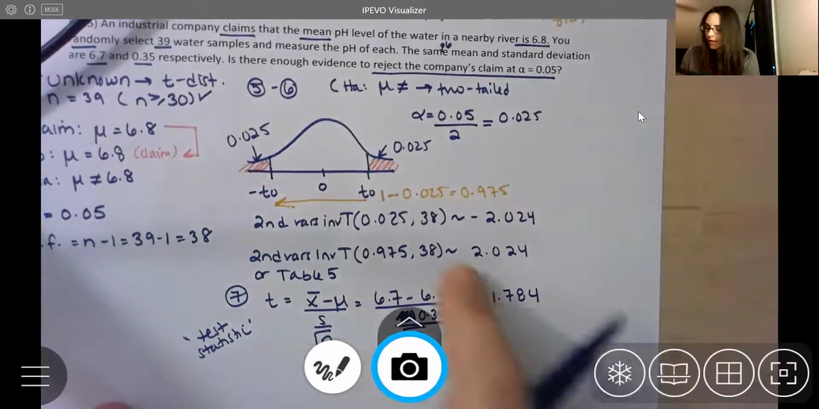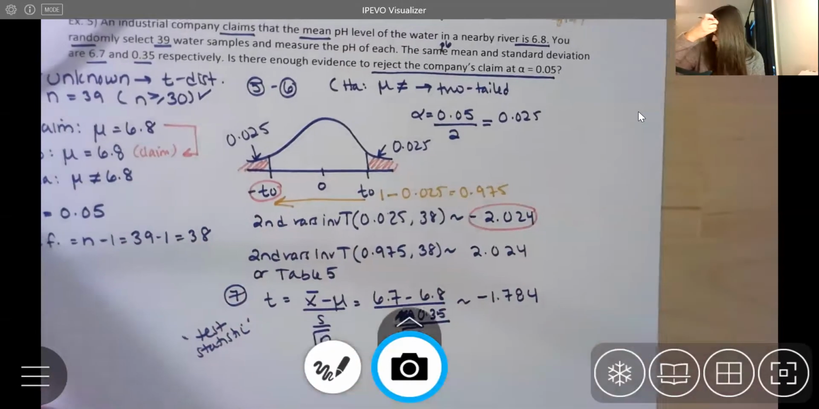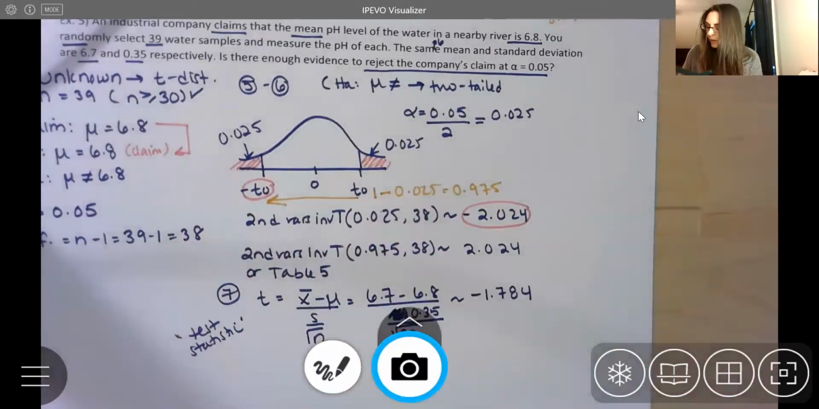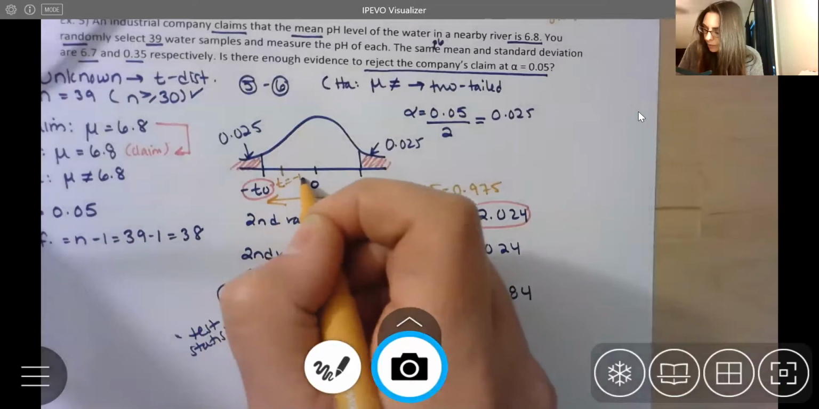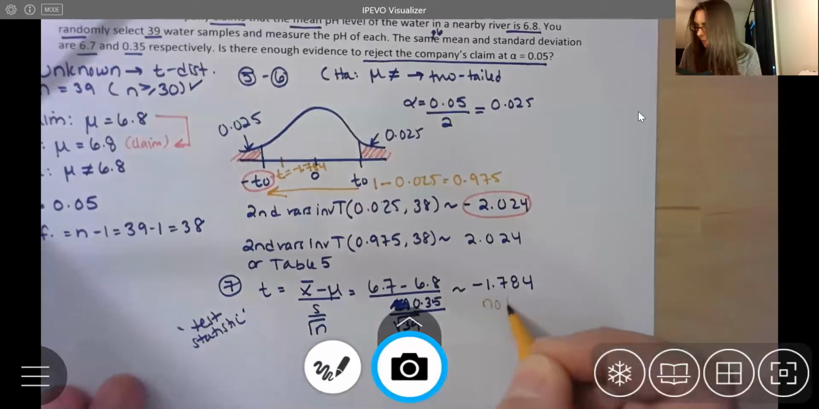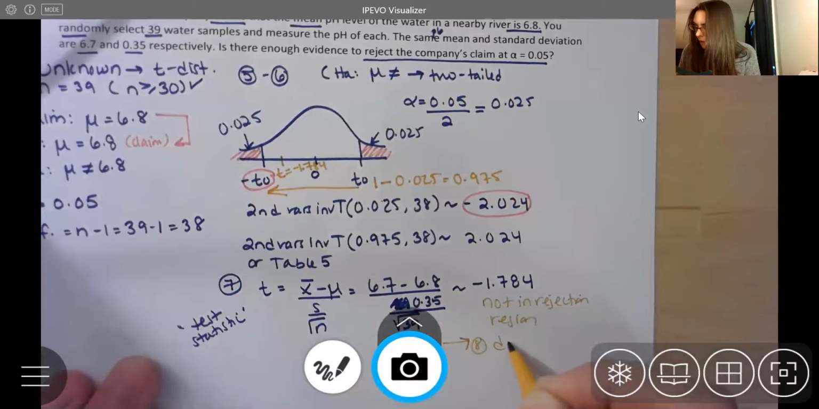So first of all, keep in mind what your original values are here. Our cutoff value for this one is negative 2.024, so these values are smaller, these values are bigger. Now, this value here is definitely bigger. So my test statistic is right here, negative 1.784. It's not in that critical region or in the rejection region. So because of that, we do not reject the null hypothesis, or you say we fail to reject the null hypothesis.